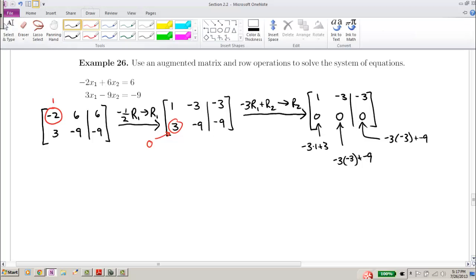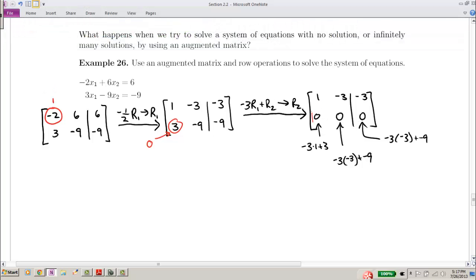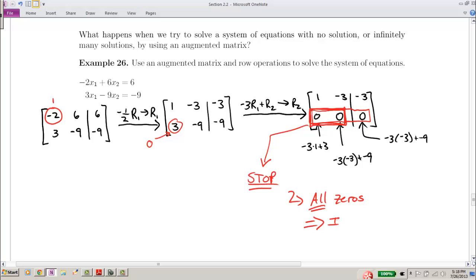Now, we know something fishy is going on when we get all zeros to the left of that vertical line, because we also got a 0 to the right, so we have an entire row of zeros right here. That tells us that there are infinitely many solutions. So the 2 zeros here tell us that we need to stop. And we have a row of all zeros. Tells us that there are infinitely many solutions.